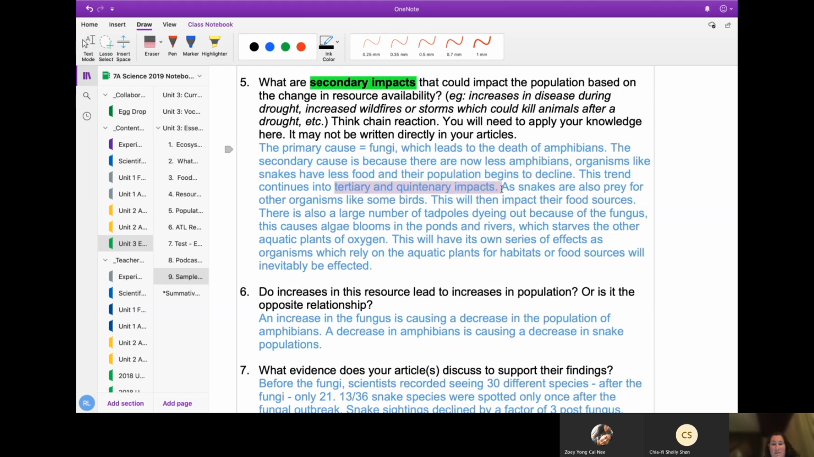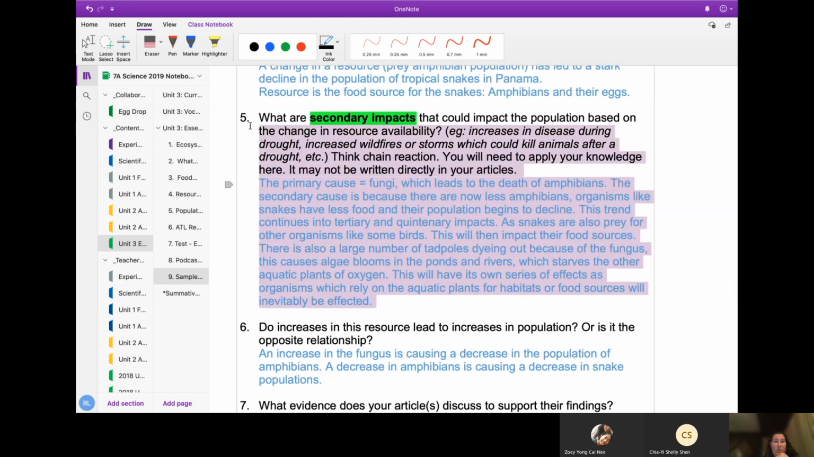It goes further, so we have further chain reaction effects. Snakes are also prey for other organisms, like birds. Same with the amphibians, so it leads to a loss in their food source. Because there's less tadpoles, there's algae blooms in the ponds. This starves aquatic plants of oxygen. Also fish and other animals living in the streams are all going to die out because they don't have enough oxygen. So it has a continual chain reaction.